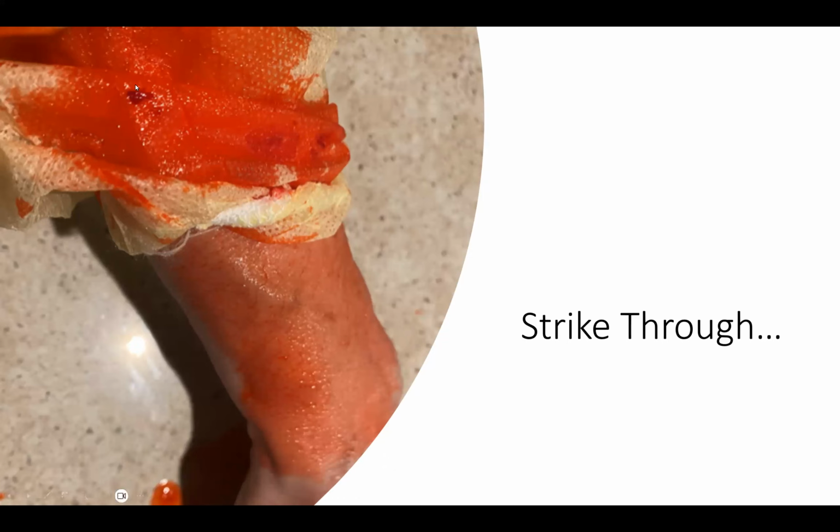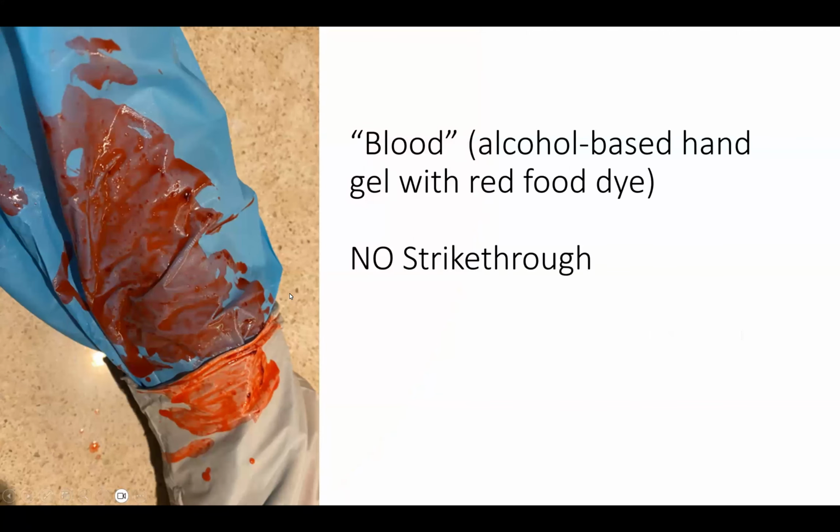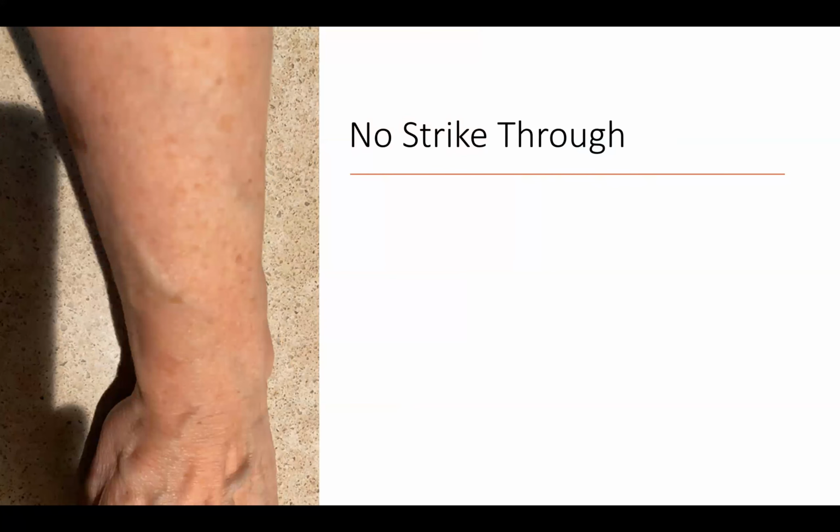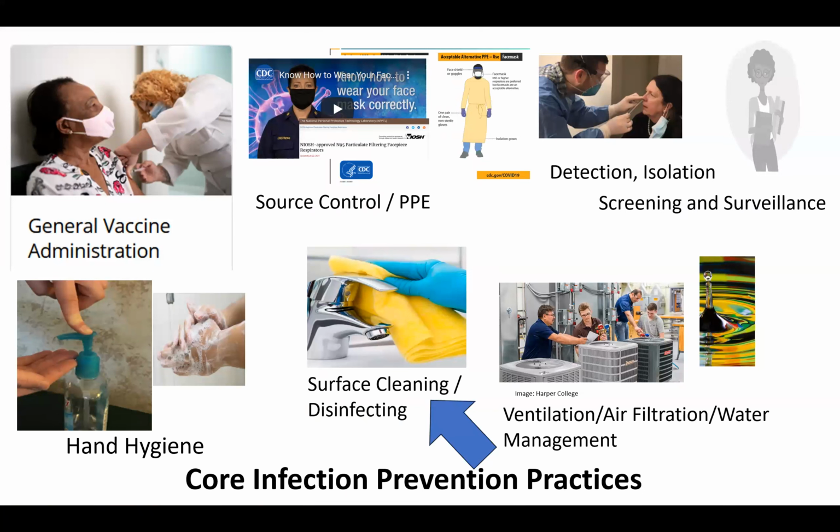This is an example using red food dye, and you can see that this is a gown that does not protect against strike through. Whereas in this situation, it's the same type of material. It's alcohol-based gel with red food dye. There was no strike through. You want to make sure that you have an interdisciplinary team that is looking at your personal protective equipment to make sure that you have appropriate equipment, source control and PPE.